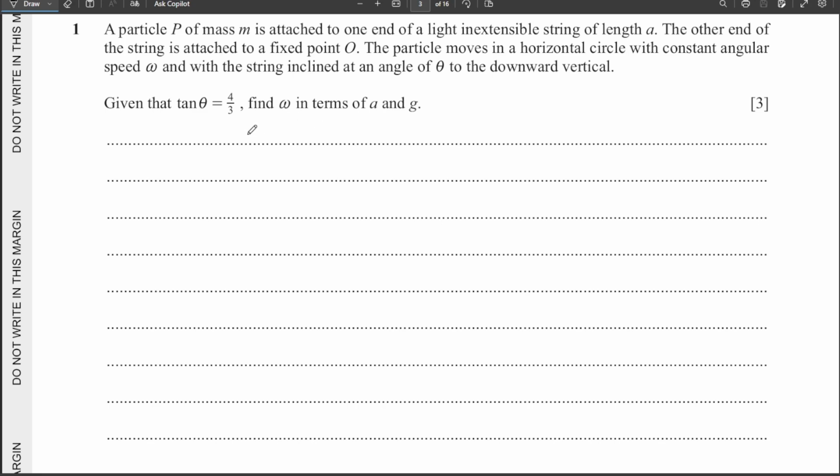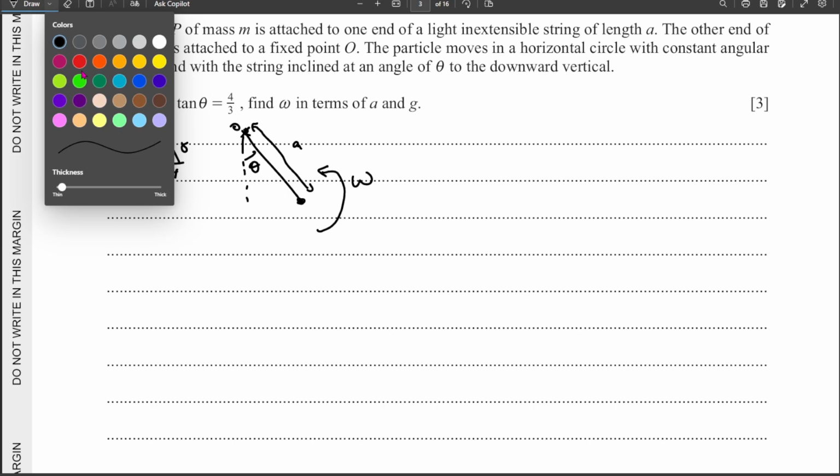At one point it's fixed at O, and the other point has a particle P with a mass, and it's inclined at an angle theta where tangent theta is 4/3. So let's say we have a ratio here, and that's theta, so 4, 3, and we can resolve for the hypotenuse, which is 5. So there's a trigonometric ratio there. It's also spinning in a horizontal circle with a constant angular speed omega, and the length of the string is A.